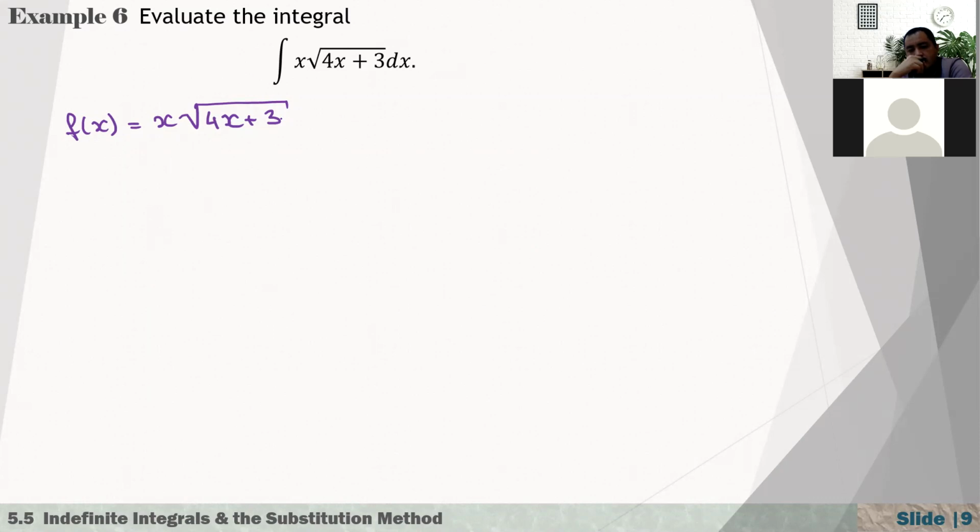Let x be u and 4x plus 3 be v, and then we need to differentiate and find by uv and then put it in an integral. Is that right or no? Good. We can do it like this, right? For example, let's say u is equal to square root of 4x plus 3.